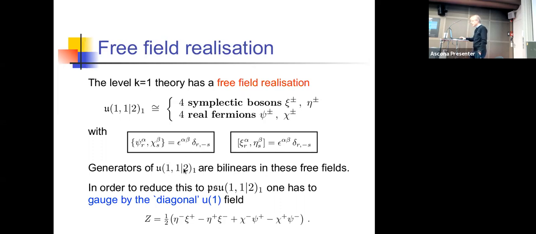And then you look at essentially all the bilinears of these things, and then you realize that they produce for you U(1,1|2), which is a super Lie algebra at level 1. And then in order to reduce this to PSU(1,1|2), which is what we are interested in, that's what underlies the Berkovits-Vafa-Witten description, you have to gauge by this diagonal U(1) field, which is basically bilinears in the symplectic bosons and bilinears in the fermions.